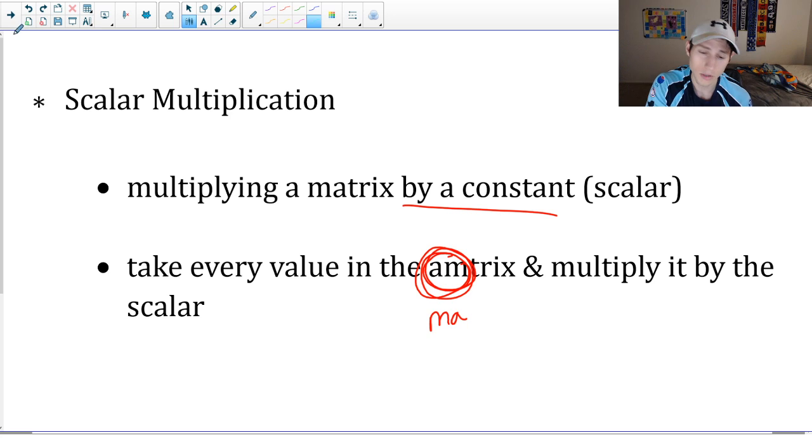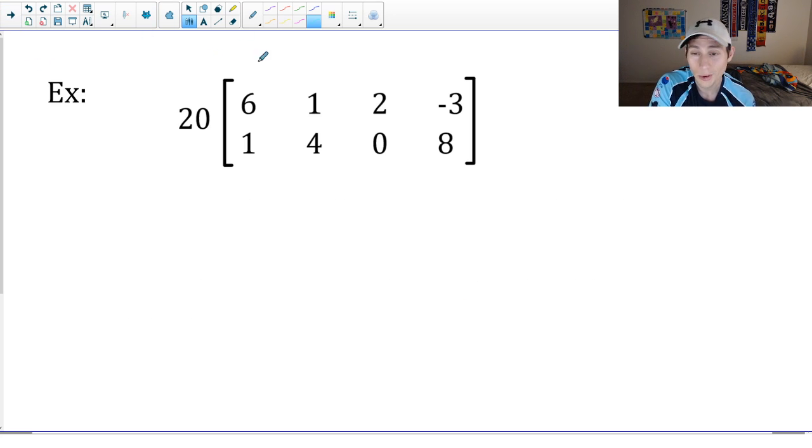So again, scalar multiplication, also very intuitive. It's probably what we would guess would happen. Okay, so I have this matrix, just for practice. This is a 2 by 4 matrix.